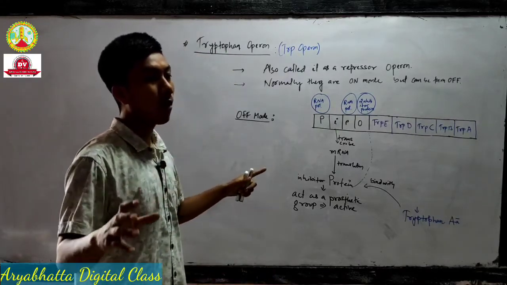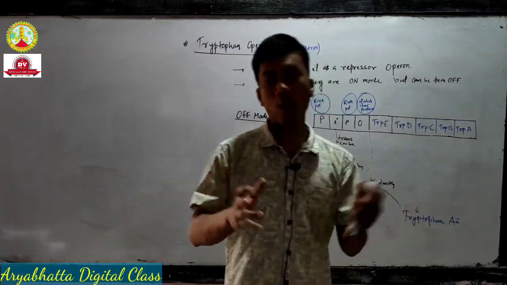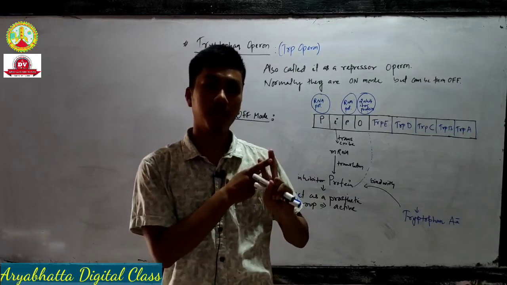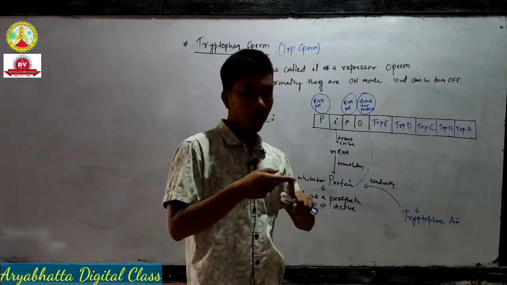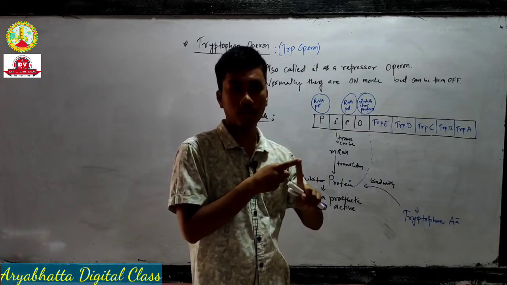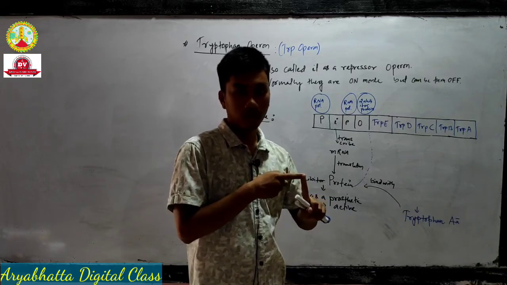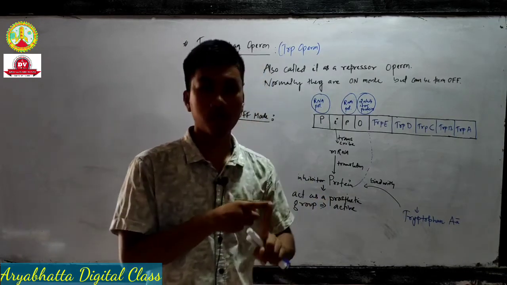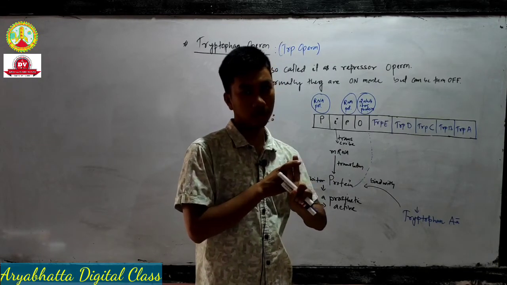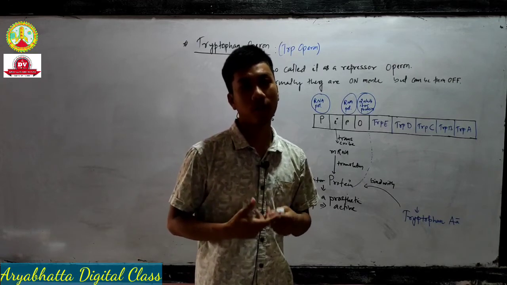This is overall the process of tryptophan operon. I hope you understood. So we have two more topics left in this chapter. We have covered expression of gene and gene regulation, in case of prokaryotic and in case of eukaryotic. Next we have the human genome project, and then DNA fingerprinting, then we finish this chapter. In the next video lecture, we will discuss the human genome project.